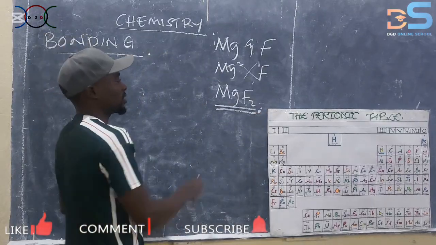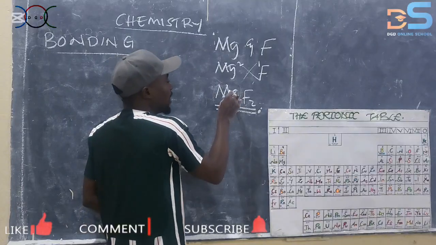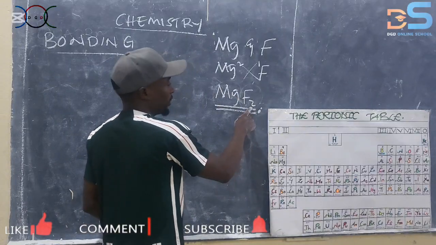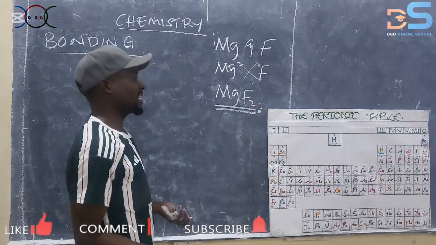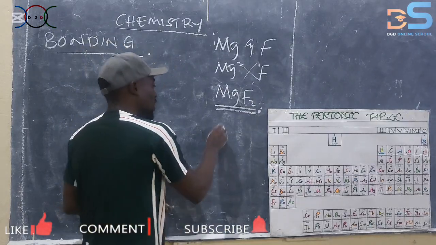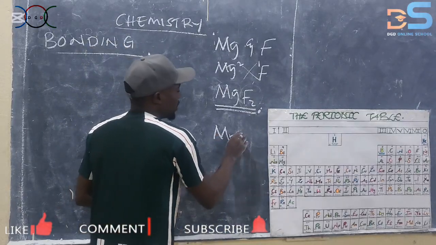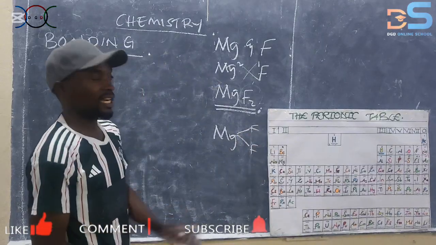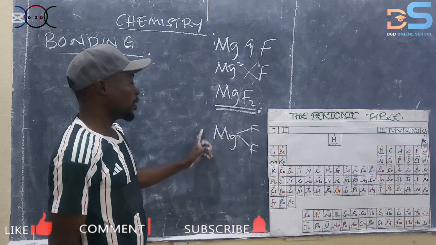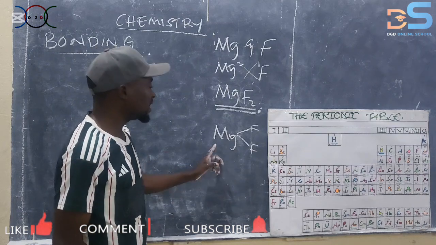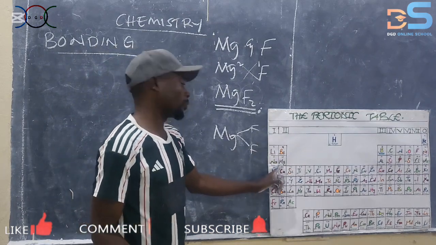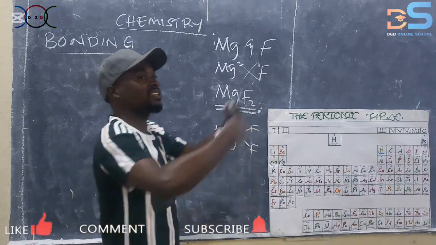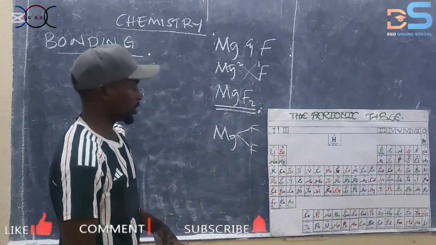What does this symbolize? This one tells us to say we are having one atom of what? Magnesium, and then we are having two atoms of what? Fluorine. So now, to understand what we are talking about here is that this magnesium is going to give each fluorine an electron, because we know to say this magnesium is a metal from what? Group 2. So meaning it has got 2 electrons in the outermost shell, meaning it is giving away 2 electrons.